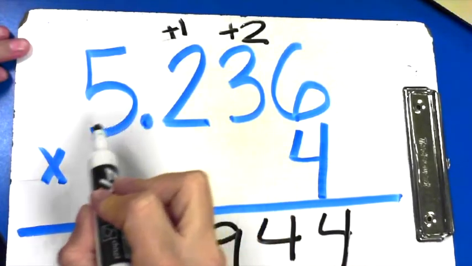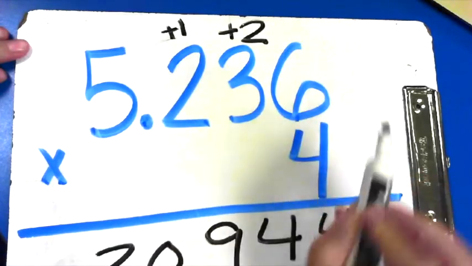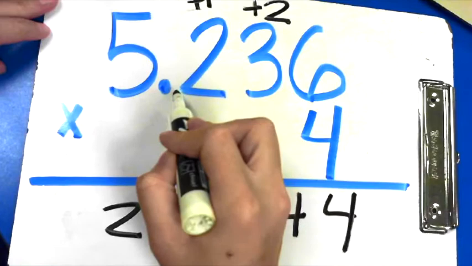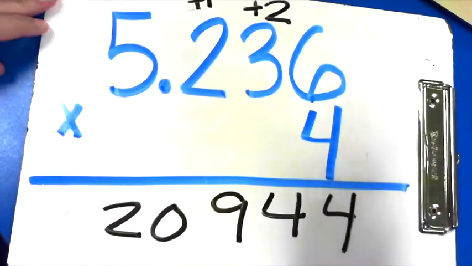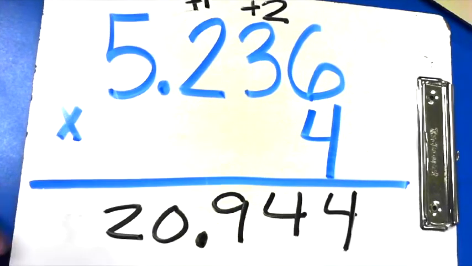This is a decimal in the thousandths, 5 and 236 thousandths times a whole number. Since my decimal has a decimal point with 3 digits after, my answer is also going to have a decimal point and 3 digits after, 20 and 944 thousandths.